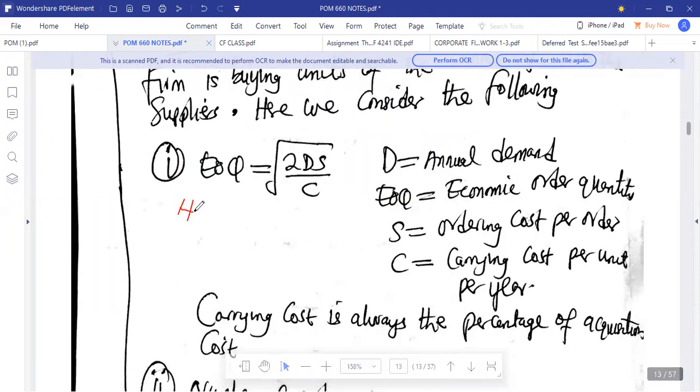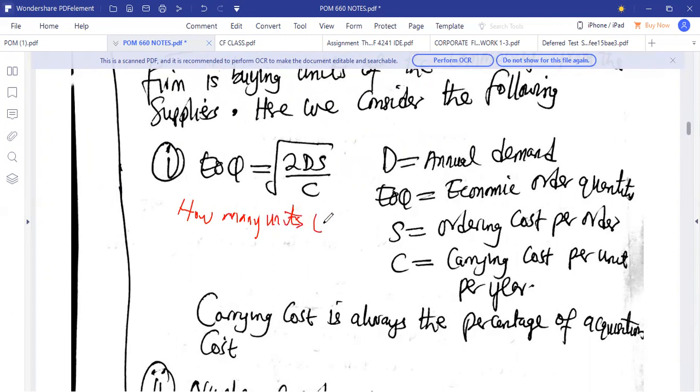How many units to order at a time? Okay, this is what we call the economic order quantity.